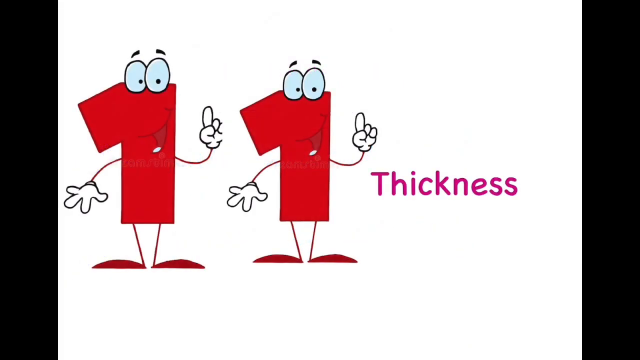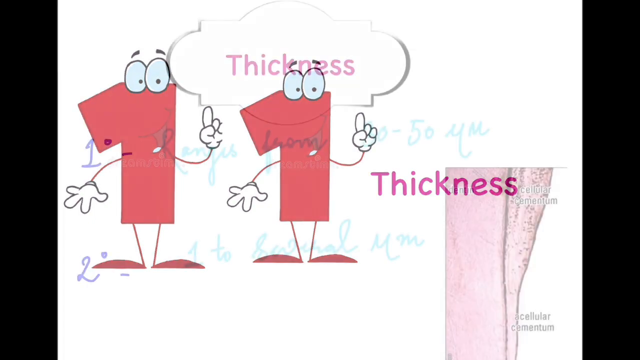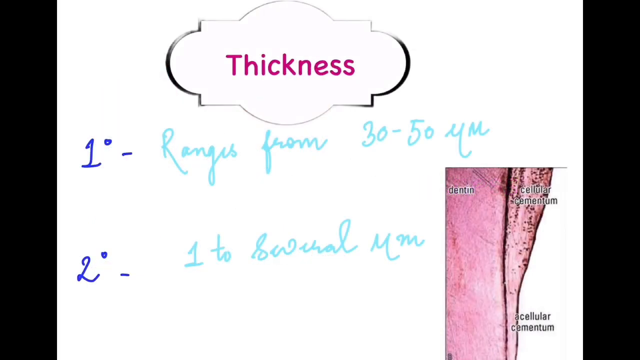So our 11th difference is regarding the thickness of cellular cementum versus acellular cementum. Coming to primary cementum, the thickness ranges from 30 to 50 micrometers, right? Whereas in case of secondary cementum, the thickness is more than 1 micrometer, it might range from 1 to several micrometers. Now here in the figure, we can see that the cellular cementum is quite bulky, so the thickness is more of the cellular cementum as compared to acellular cementum.